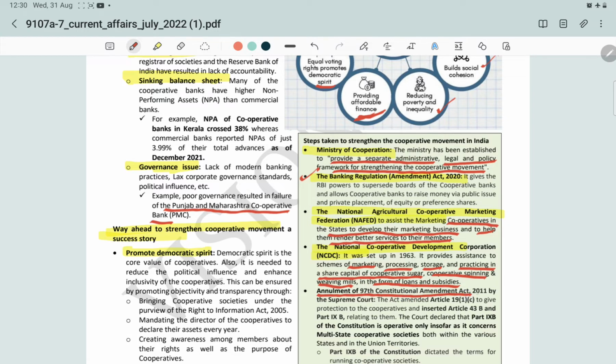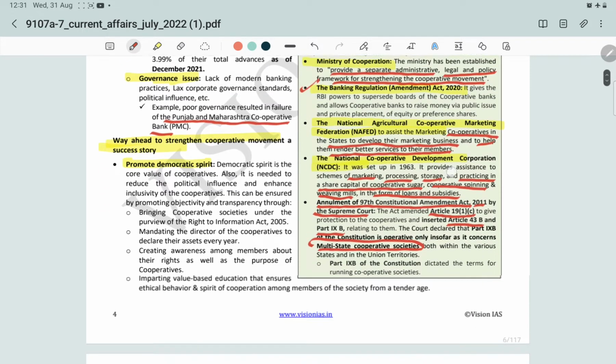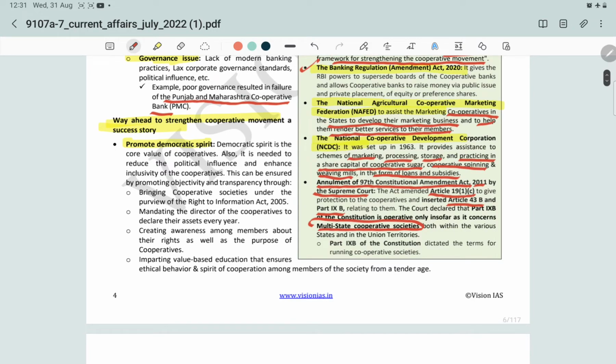the 97th Constitutional Amendment Act 2011 by the Supreme Court. That act amended Article 19(1) to give protection to the cooperatives and inserted Article 43B and Part 9B relating to cooperatives. The court declared that Part 9B of the Constitution is operative only insofar as it concerns multi-state cooperative societies, both within the various states and in the union territories. And Part 9B of the Constitution dictated the terms and conditions for running cooperative societies.